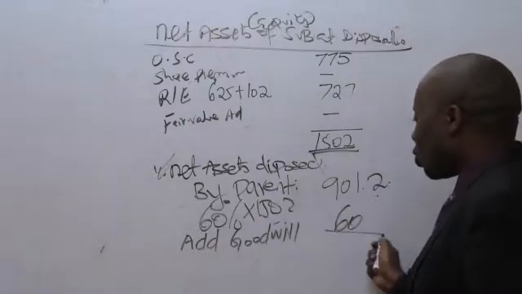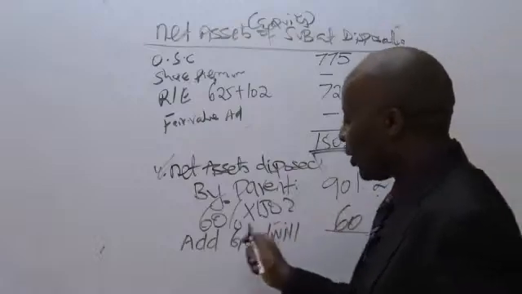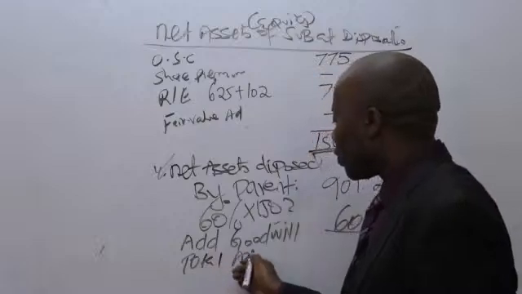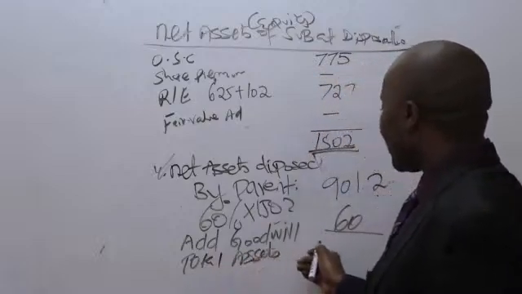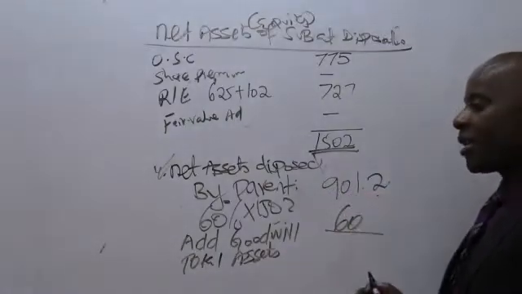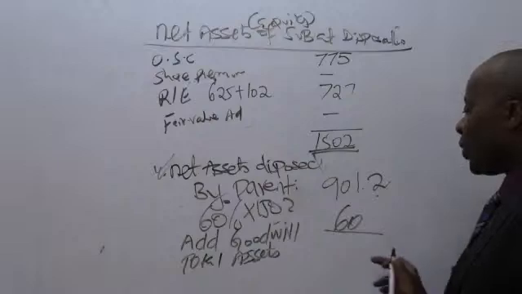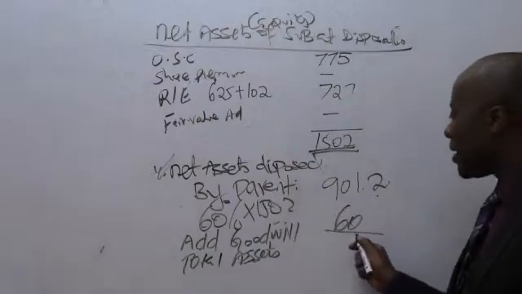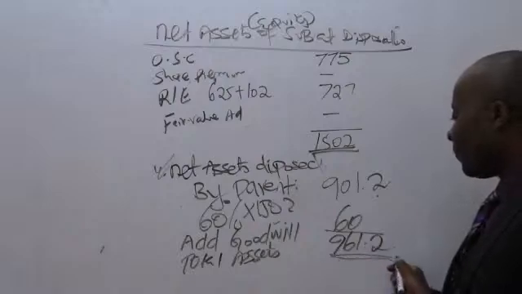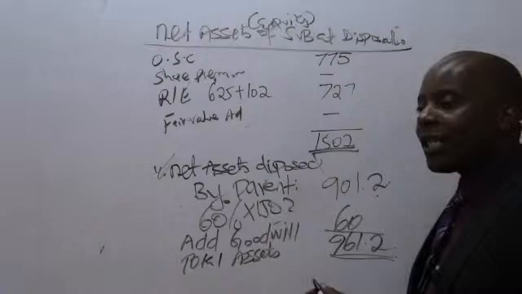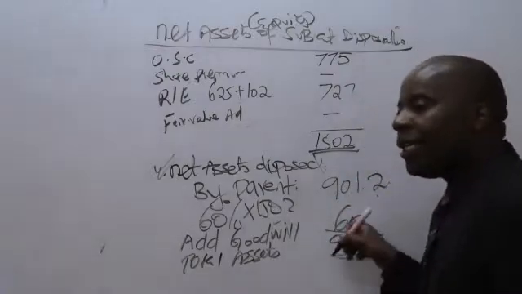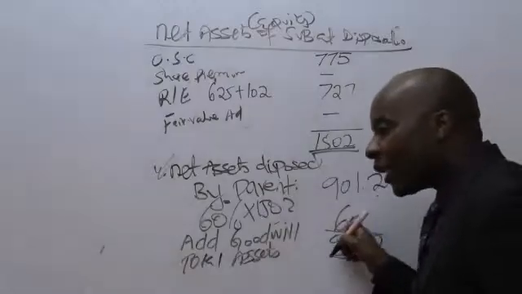So therefore total assets disposed will be 901.2 plus 60. Please give me a figure. 901.2 plus 60 will give me what figure? 961.2. So this is the amount that this parent company had injected into this particular subsidiary. This is the worth.